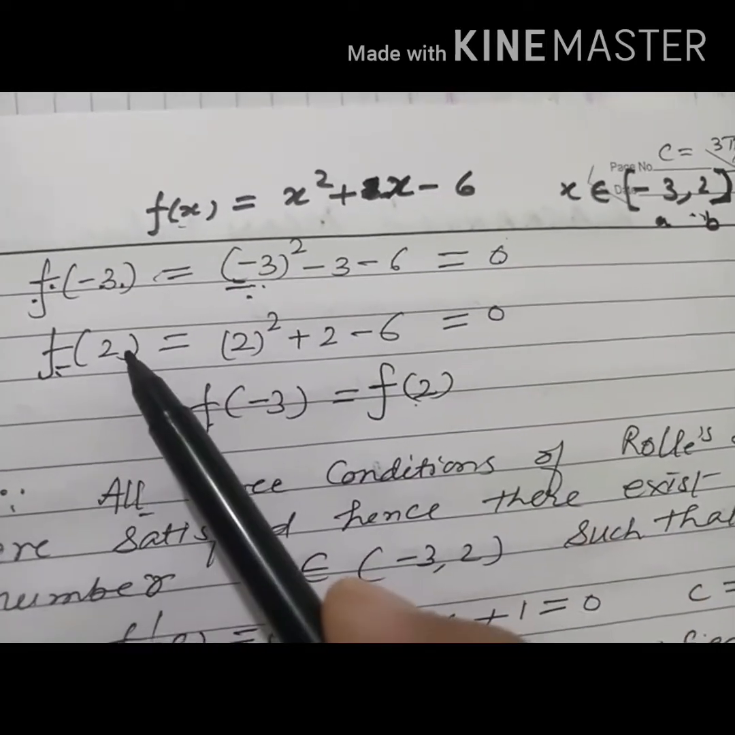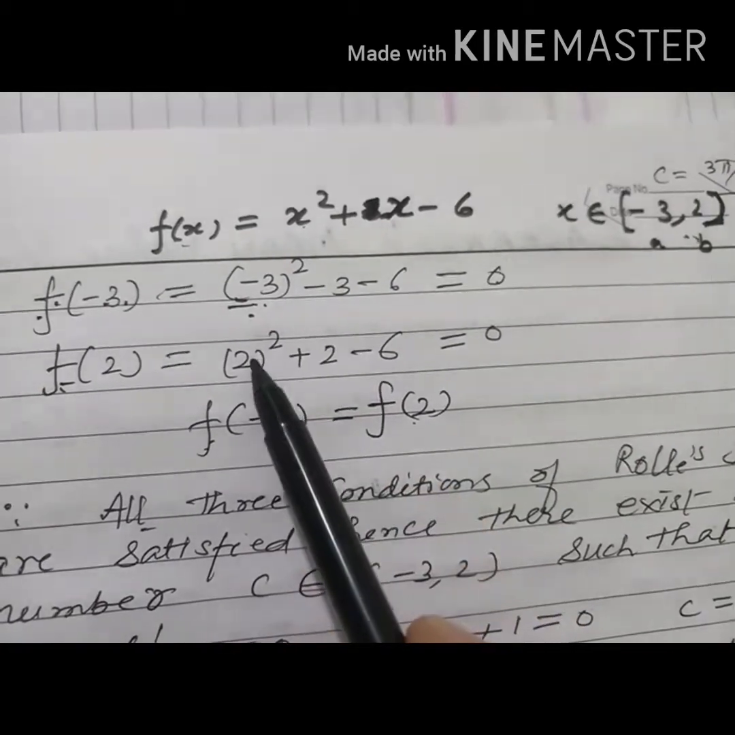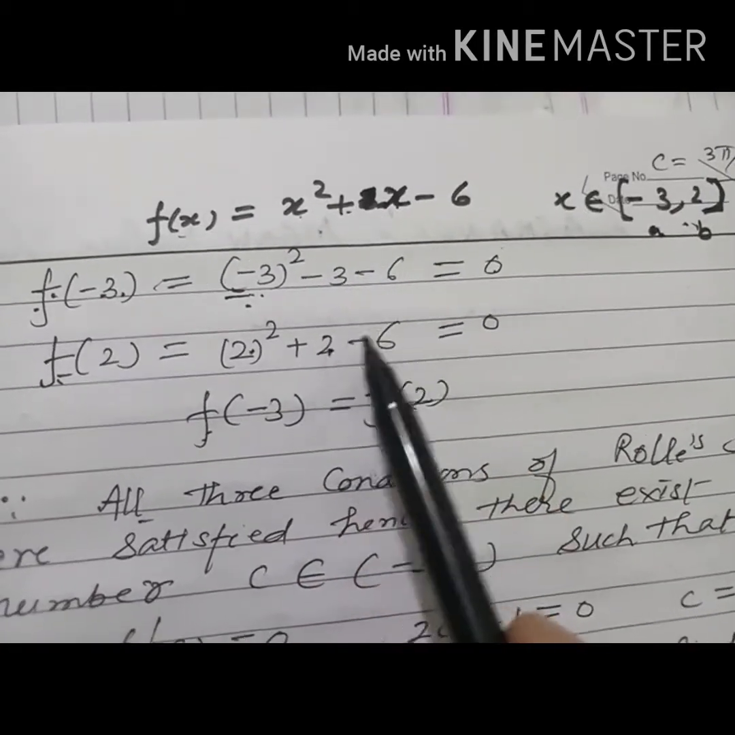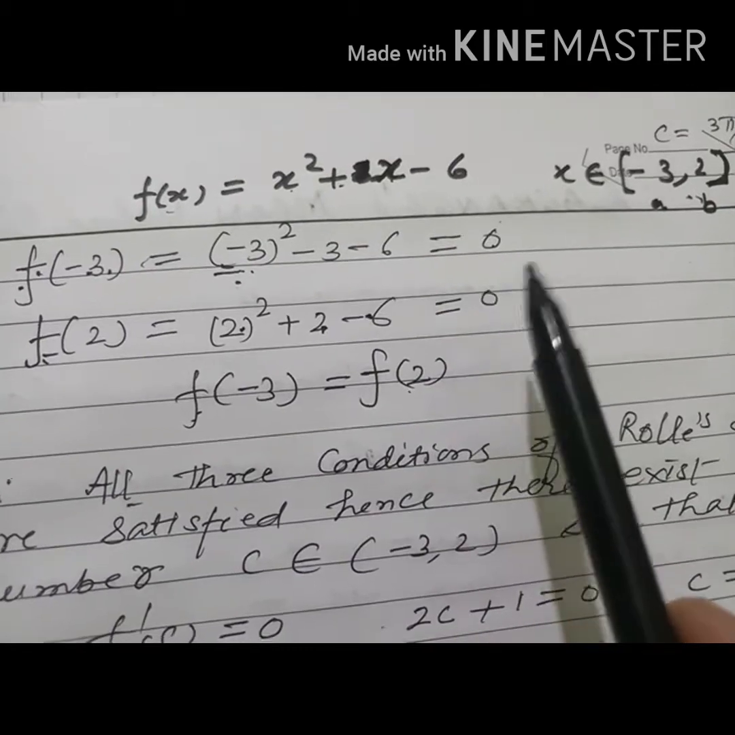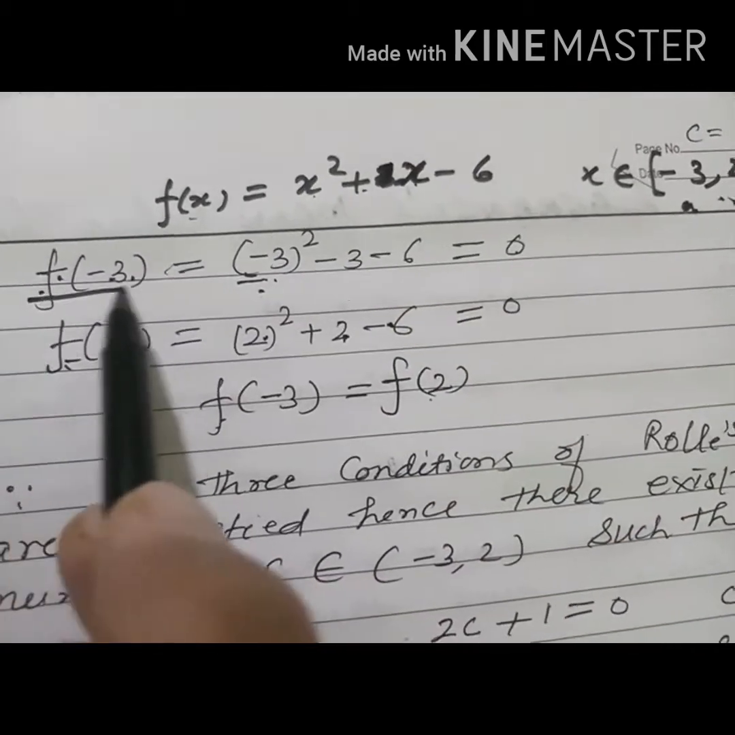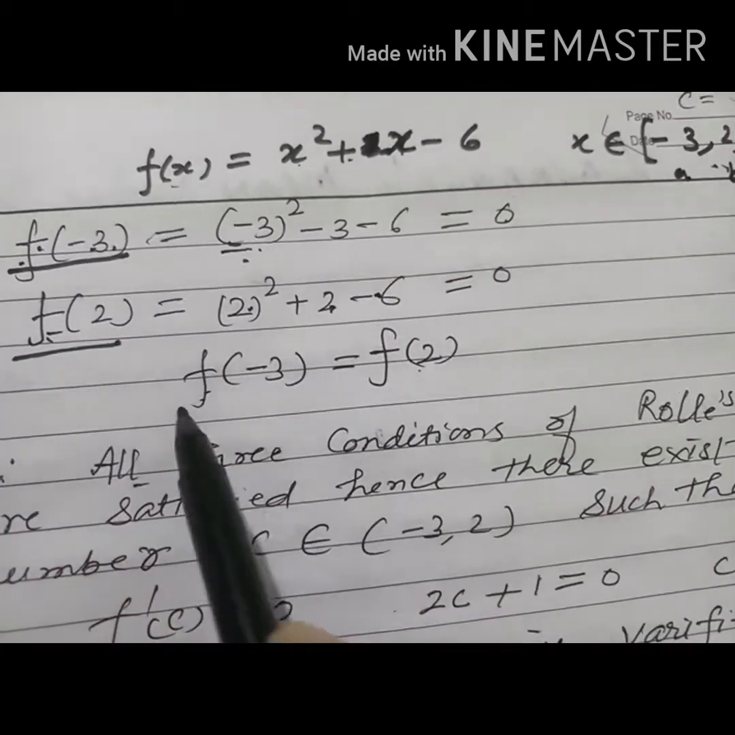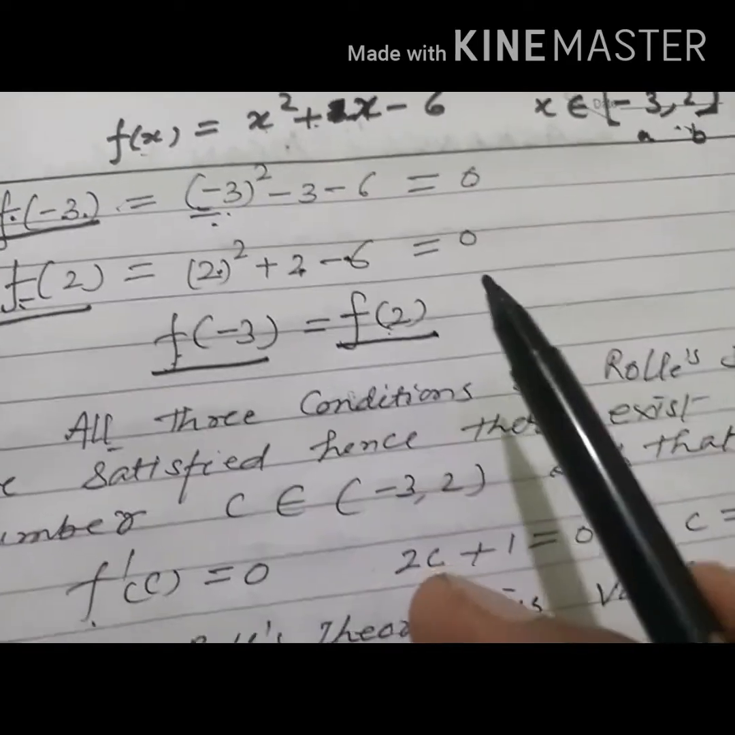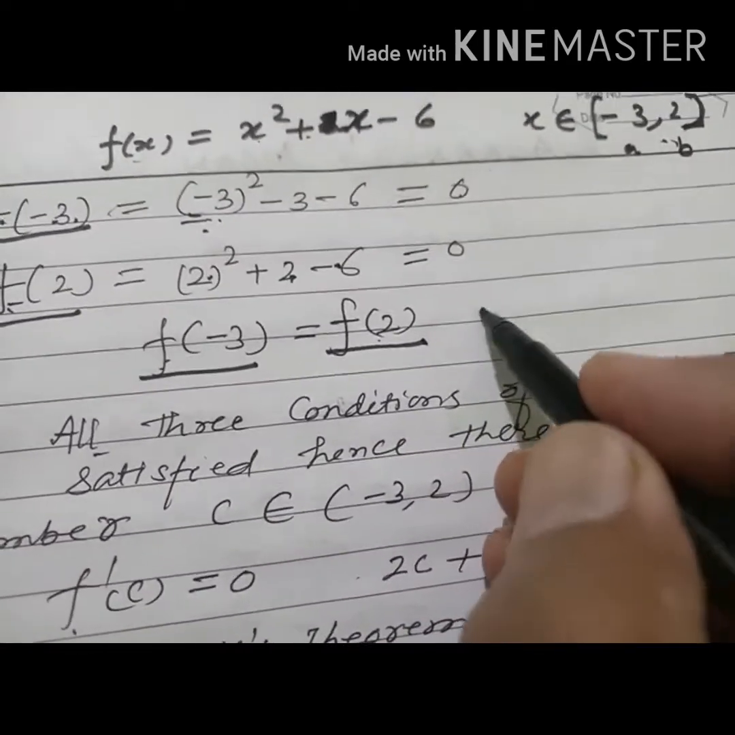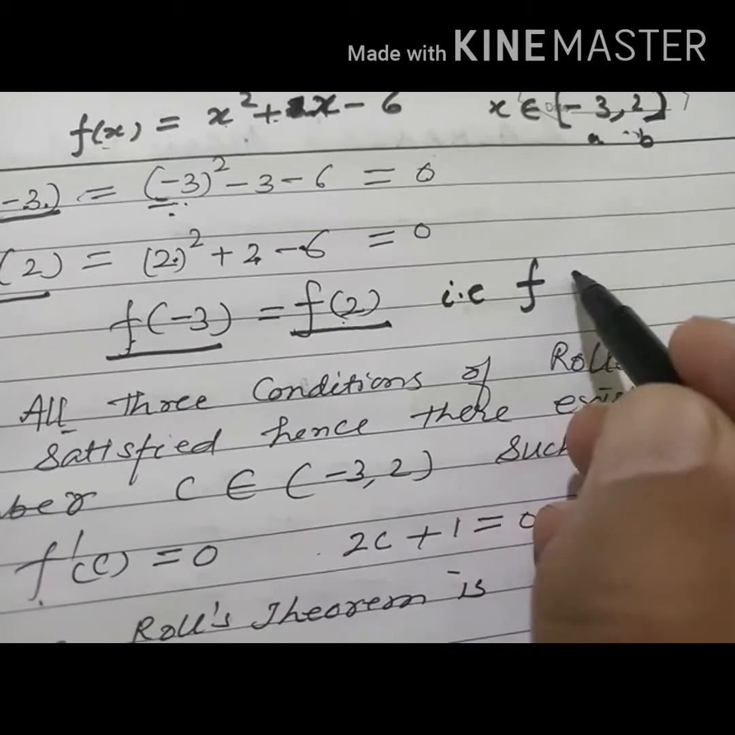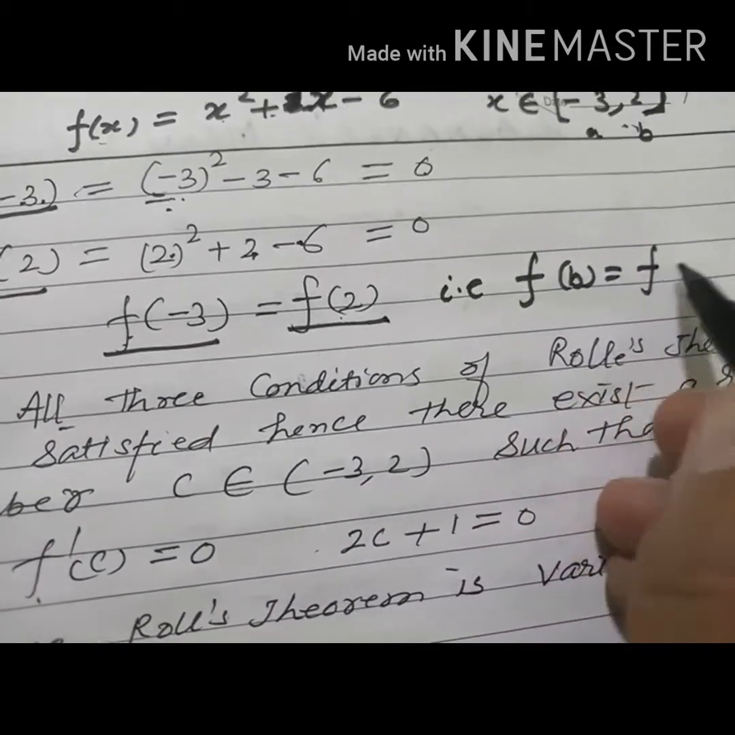So what is f2's answer? Put 2 here. 2 squared plus 2 minus 6, which is also 0. So the value of f minus 3 and f2 comes equal to 0. That is, हमने क्या proof कर दिया? What is proof? That is f b equals to f a.